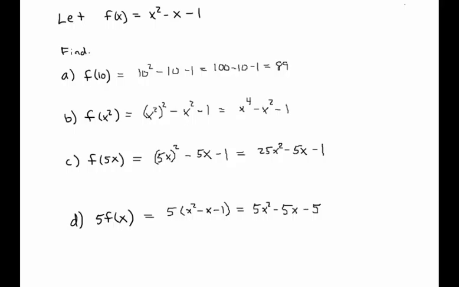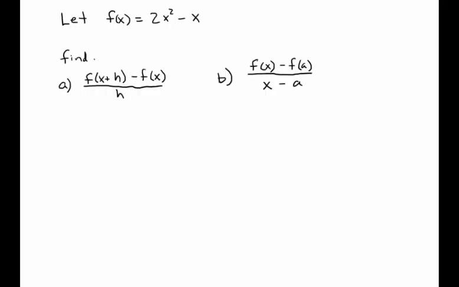In the last example, we're going to look at the difference quotient. The function we're going to use for this example is f of x equals 2x squared minus x. And then they want us to find in A, f of x plus h minus f of x, divided by h. And in B, they want us to find f of x minus f of a, all divided by x minus a.